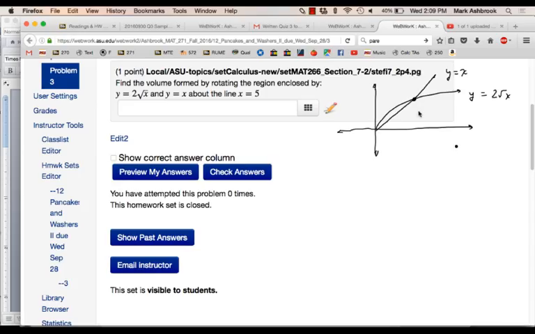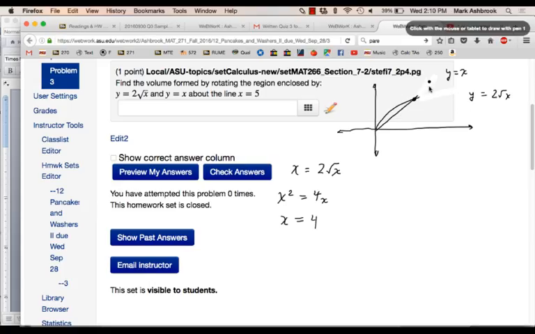So that is where we can set the y's equal, and so that point is going to be where x equals 2 radical x, or x squared equals 4x. And that's going to be x equals 4. Okay, so x equals 5 then is going to be out here to the right of that. So I'll just get rid of this part of those graphs, knowing that the curve is the y equals 2 radical x, y equals x. So there's x equals 5.